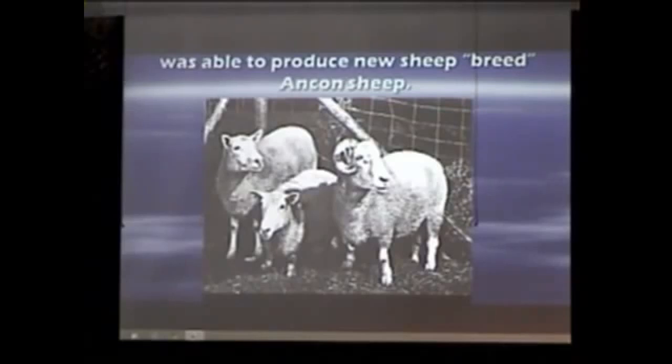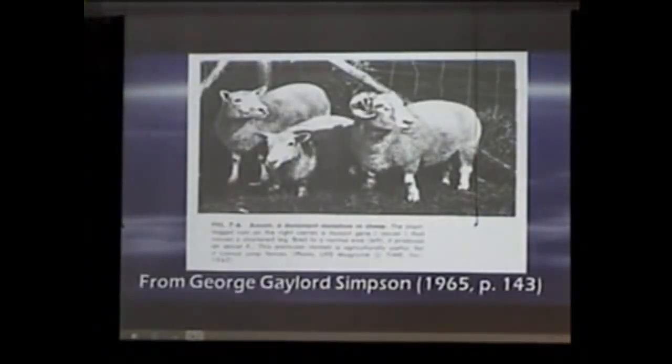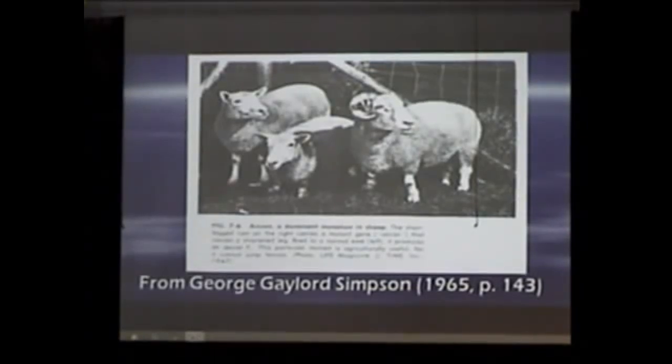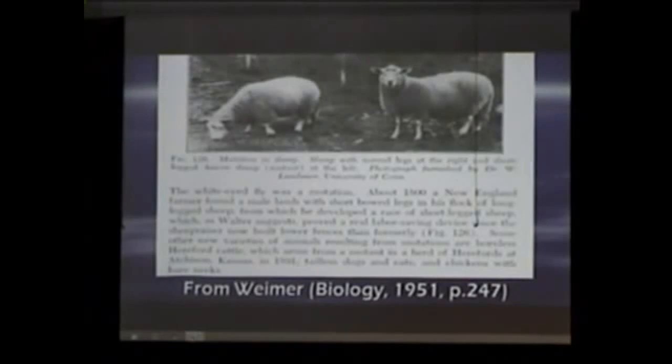Well, let's look at this more carefully. There are pictures, actually, from a textbook. And you can see there's the Ancon sheep. And it's easy to keep track of them because you don't need very high fences. Okay, and there's another example. I found this in hundreds of college and high school textbooks. There's another example.